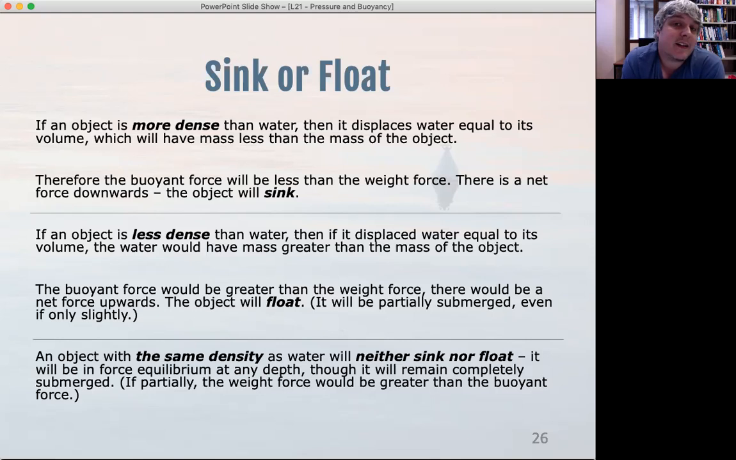An object with the exact same density as water will neither float nor sink. It will be in force equilibrium at any depth because the weight force on the object is going to be exactly the same as the weight force on the fluid it pushed out of the way, because that fluid has the same density. So therefore it's pushed out the same mass as it has, and since gravity is the same on both, the weight force on the object and the weight force on the displaced fluid are going to be the same, and the object will not sink nor float. It will be perfectly in equilibrium anywhere.